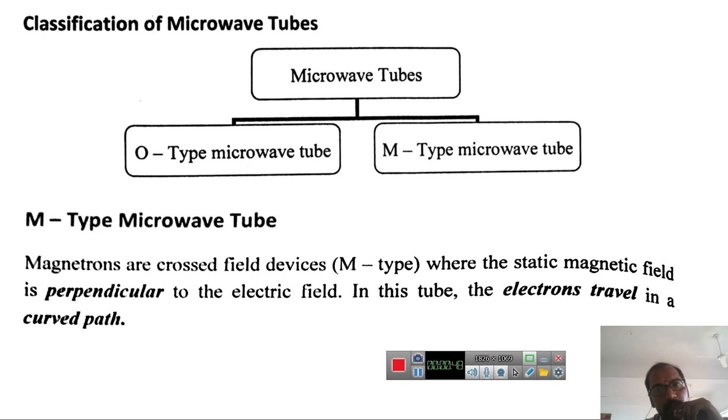Generally, microwave tubes are classified into two types: one is called an O type tube and the other is called an M type tube. Here, the O type tube means the electric field and the magnetic field are both linear. The next case is the M type microwave tube. Here, the M type tube means the electric field and magnetic field are perpendicular to each other. So in the O-type tube, the electron movement is in a linear shape. But in the M-type tube, the electric field and magnetic field are perpendicular, so the electron movement is circular.